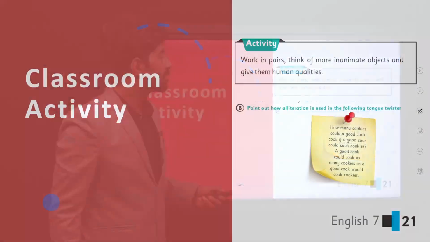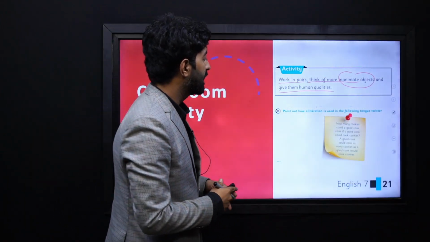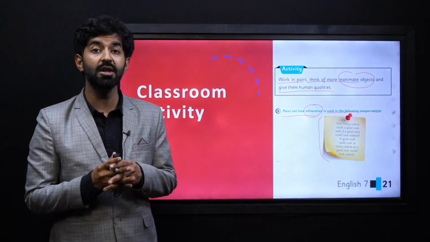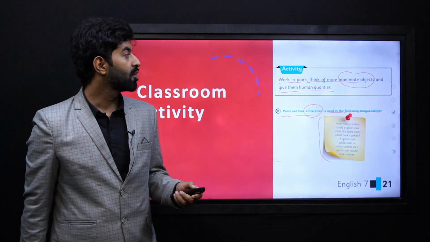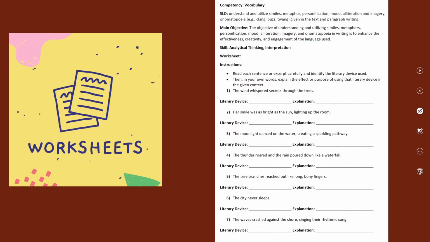Another one is you have to work in pairs, think of more inanimate objects and give them human qualities. And this is for your personification, and for alliteration, point out how alliteration is used in the following tongue twister. Now this tongue twister is really interesting to practice. So we have covered all these three in our classroom activity.